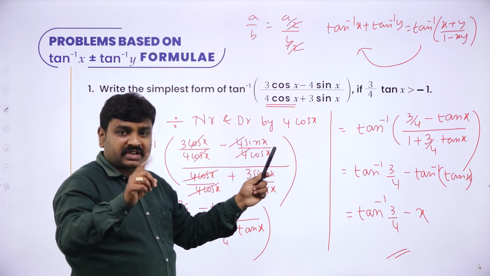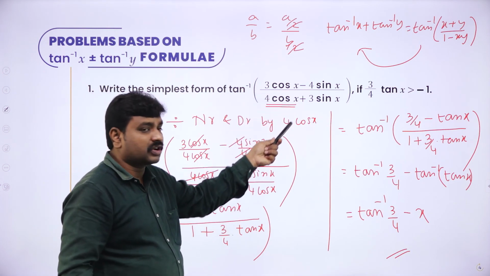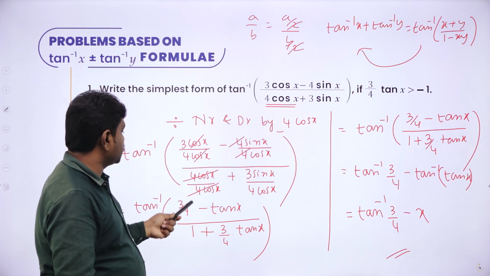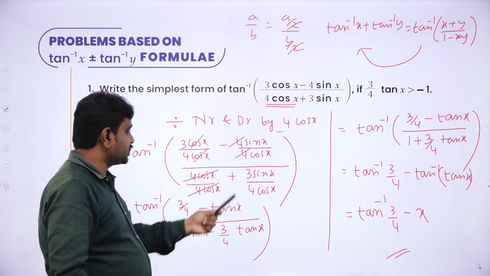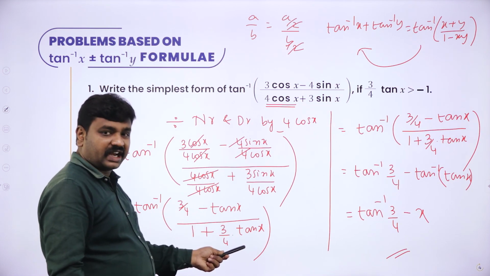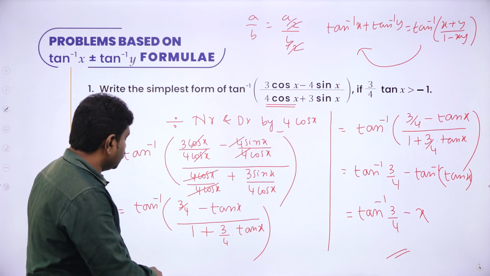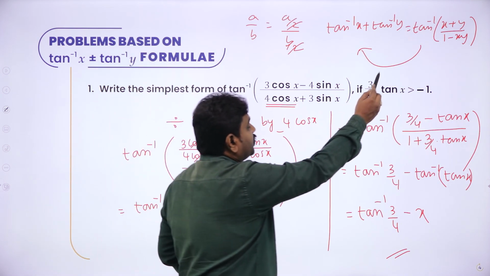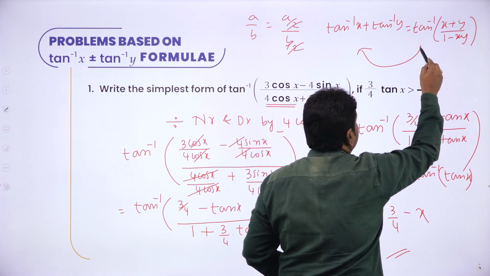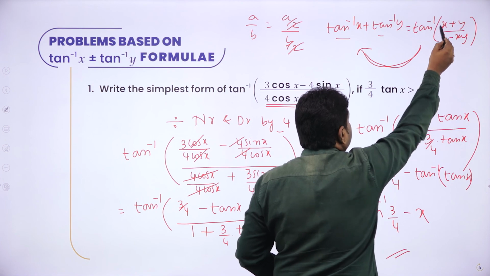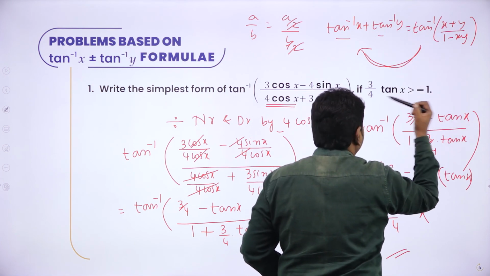So to simplify, first target is this place. In this place I have 4 cos x, but I need 1. So divide numerator and denominator by 4 cos x. So numerator becomes 3 by 4 minus sin by cos is tan. Denominator becomes 1 plus 3 by 4 into tan. Now if you observe, this is x minus y by 1 plus x into y. Tan inverse of x minus y by 1 plus x into y can be written as tan inverse x plus, if it is plus it will be plus, but here we have minus.